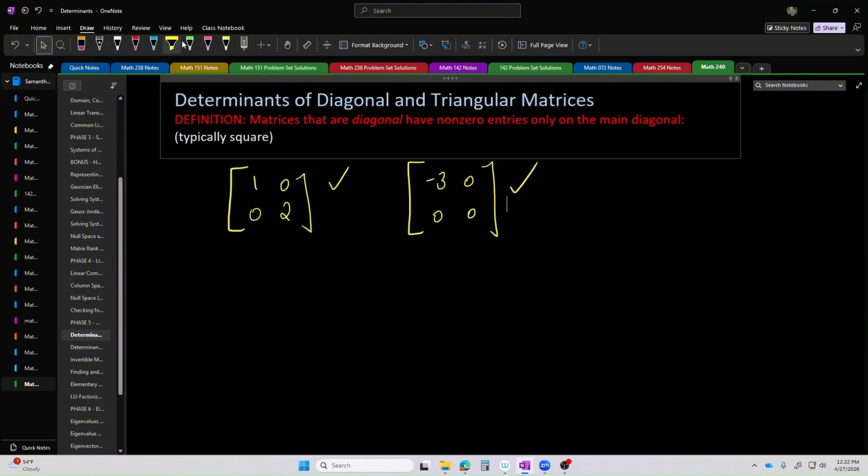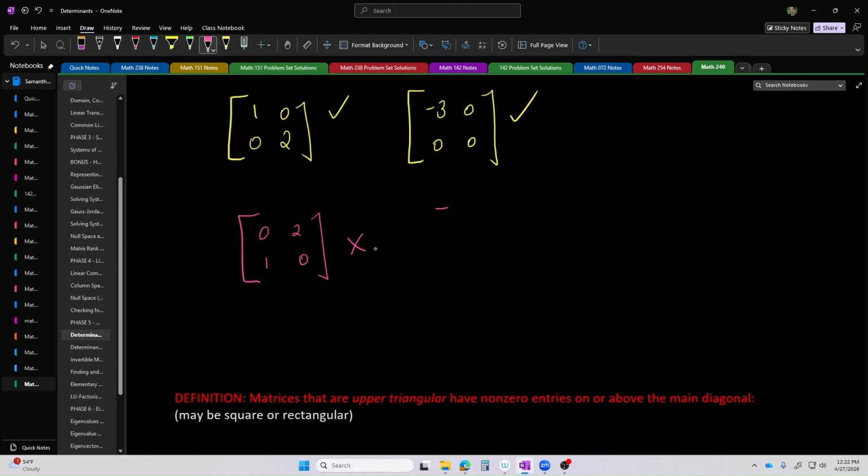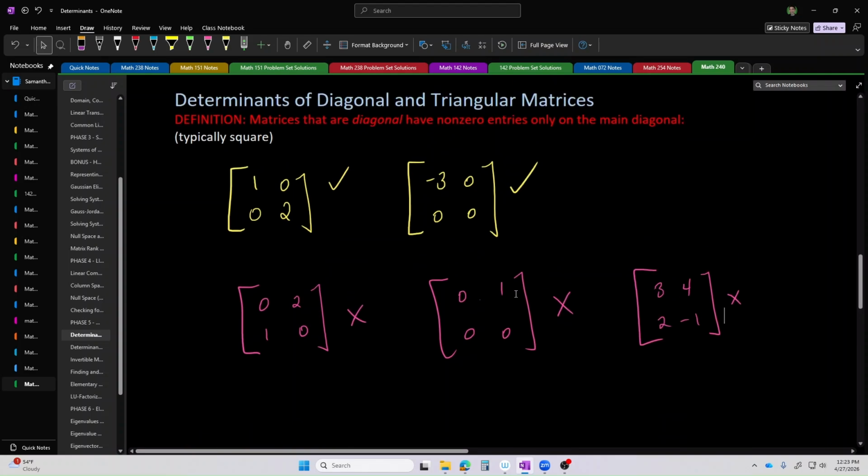Let me give you some non-examples. If I gave you a matrix that had non-zero entries on this opposite diagonal, going from bottom left to top right, this would not be considered a diagonal matrix. If your matrix only had a single non-zero entry, but it was located up here in the top right, that would not be considered a diagonal matrix. And if your matrix has mostly non-zero stuff inside of it, like 3, 4, 2, -1, this of course is considered not diagonal as well.